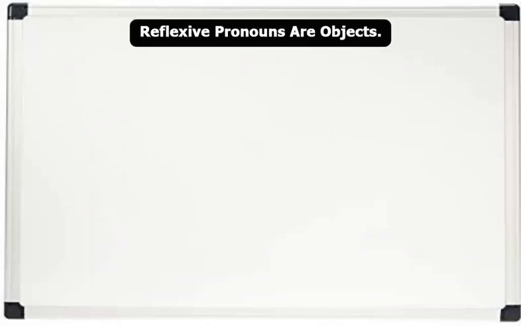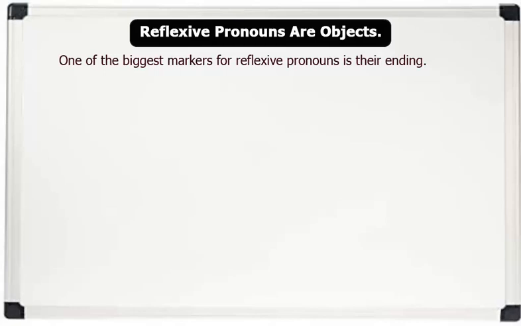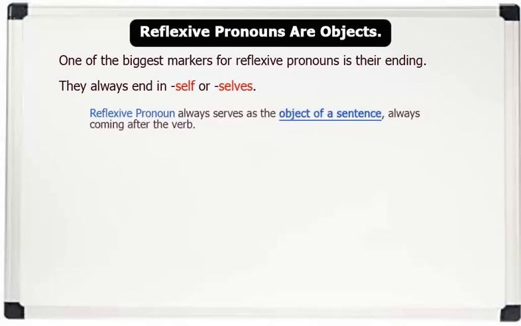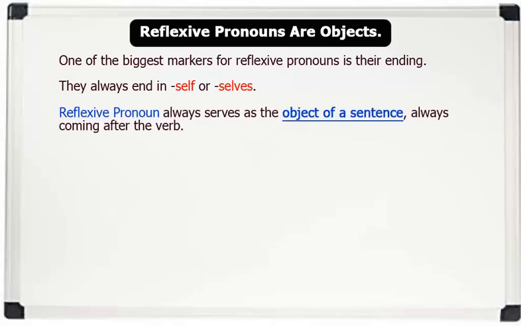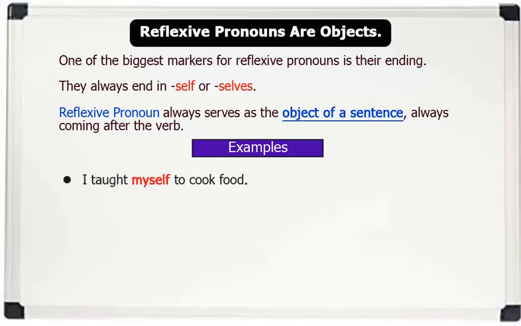Reflexive pronouns are objects. One of the biggest markers for reflexive pronouns is their ending. They always end in self or selves. A reflexive pronoun always serves as the object of a sentence, always coming after the verb. Examples. 1. I taught myself to cook food.